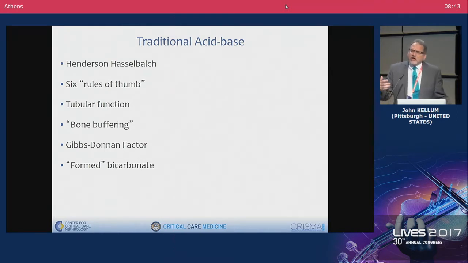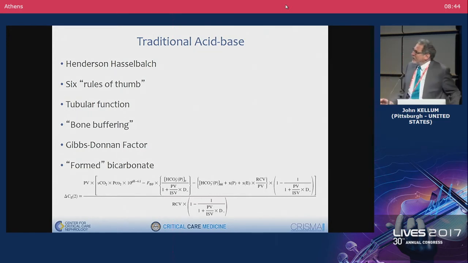And over the years, we've invoked other important mechanisms as part of that. We've talked about abnormalities in renal tubular function, there's bone buffering, of course there's a Gibbs-Donnan equilibrium that gets disrupted in critical illness, and what effect does that have? And we've even had constructs around things like formed bicarbonate. And if we put all that together, we have a very simple equation which you can remember, maybe write down, maybe put into your smartphone.